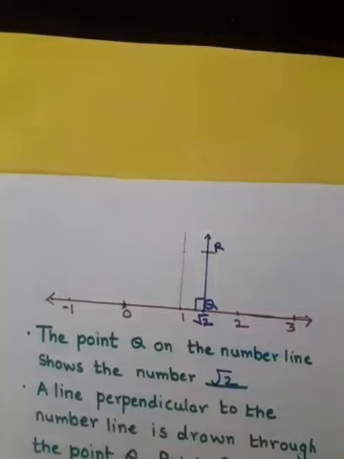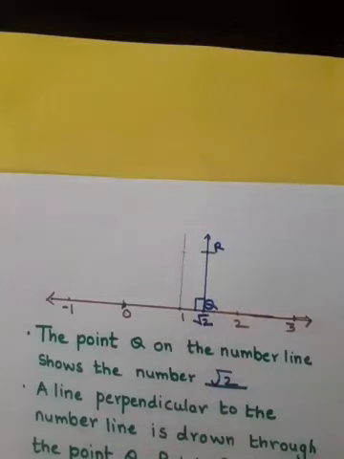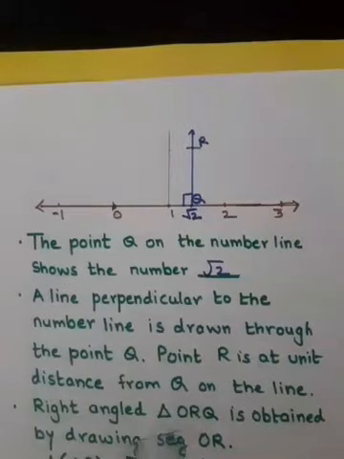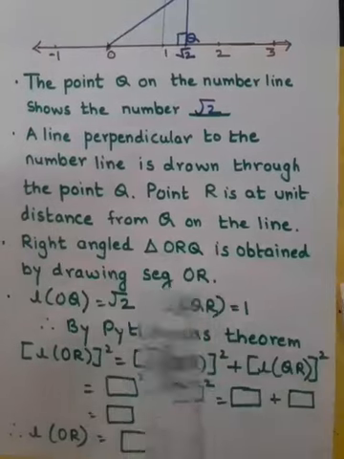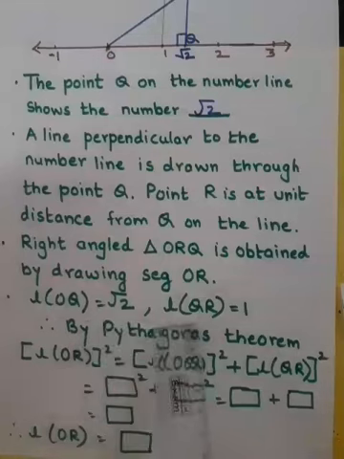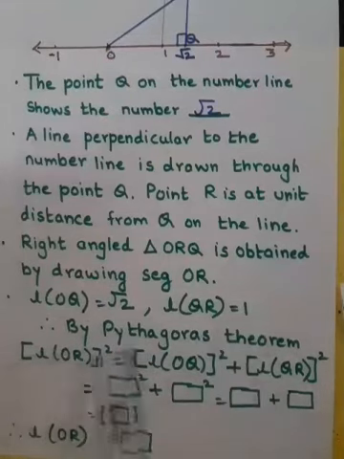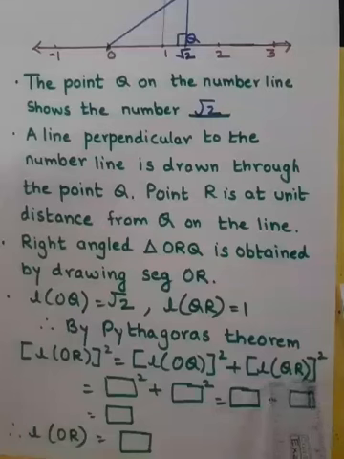Now, point R is at unit distance from Q on the line. This point R is at a unit distance from this point Q. Right angle triangle ORQ is obtained by drawing segment OR. In right angle triangle ORQ, length OQ is equal to root 2 and length QR is equal to 1. Therefore, by Pythagoras theorem, square of length OR is equal to square of length OQ plus square of length QR.